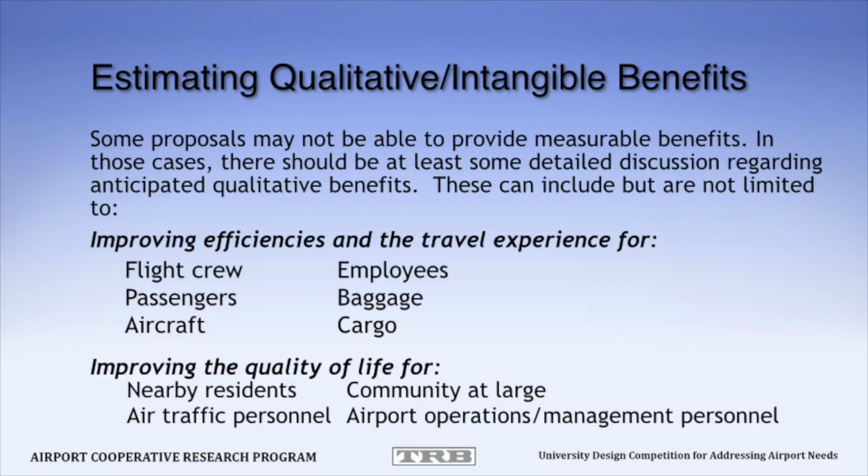Let's talk a little bit about estimating qualitative and intangible benefits. Some proposals may not be able to provide measurable benefits, and we understand that. In those cases, at least there should be some discussion regarding what the anticipated qualitative benefits might be. These can include, but are not limited to, improving efficiencies and the travel experience for flight crews, passengers. It could also improve employees and their day-to-day operations, aircraft, baggage, cargo.